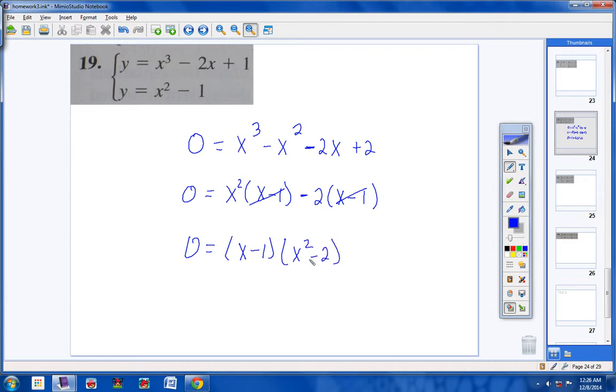Okay? Now take each parentheses, set it equal to 0 and solve. Okay? So here we go. Take this and set it equal to 0 and solve. X would equal 1. Now take this group, set it equal to 0 and solve. Okay? Bring the 2 over and make it a positive 2. Take the square root of both sides. Plus, minus, square root of 2. So we have 3 x values. One x value is 1. Another x value is square root of 2. And another x value is negative square root of 2.